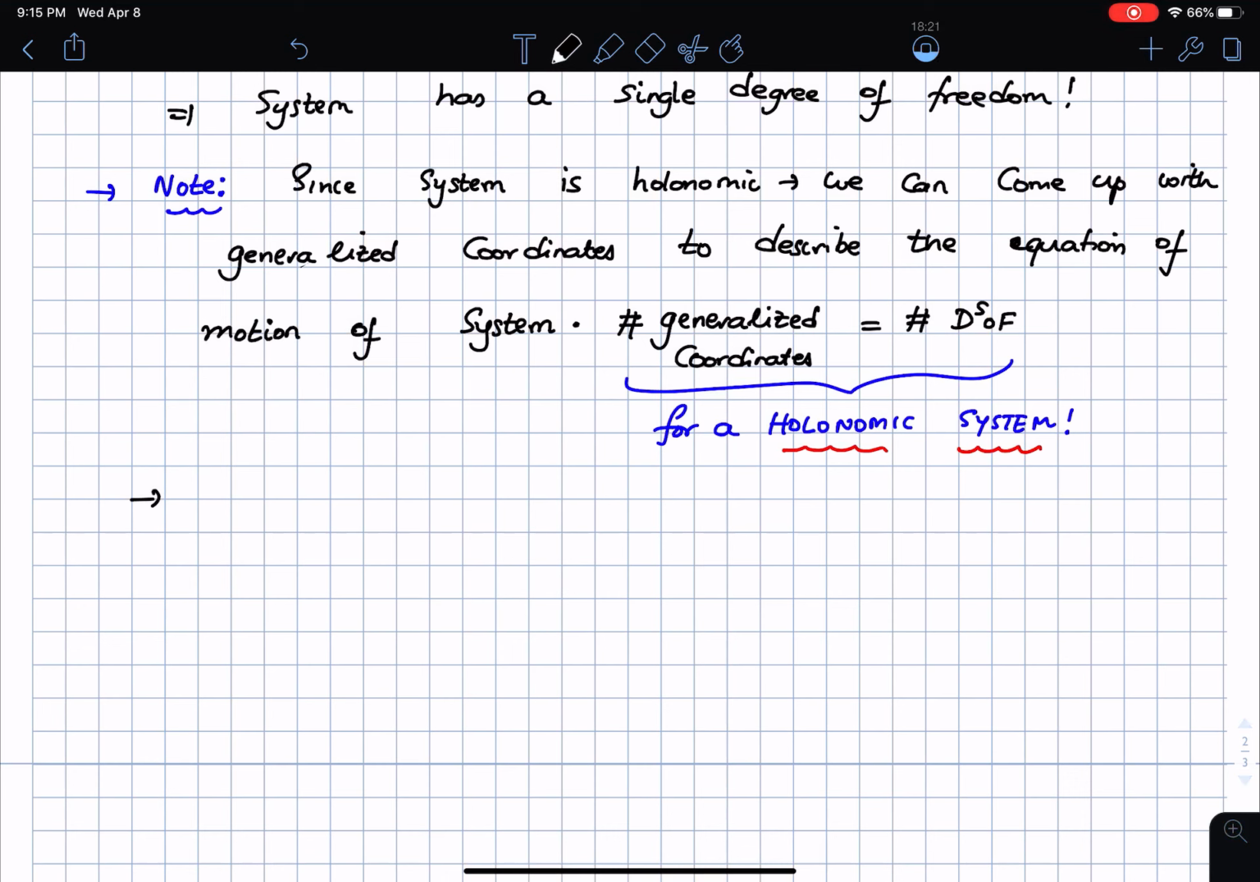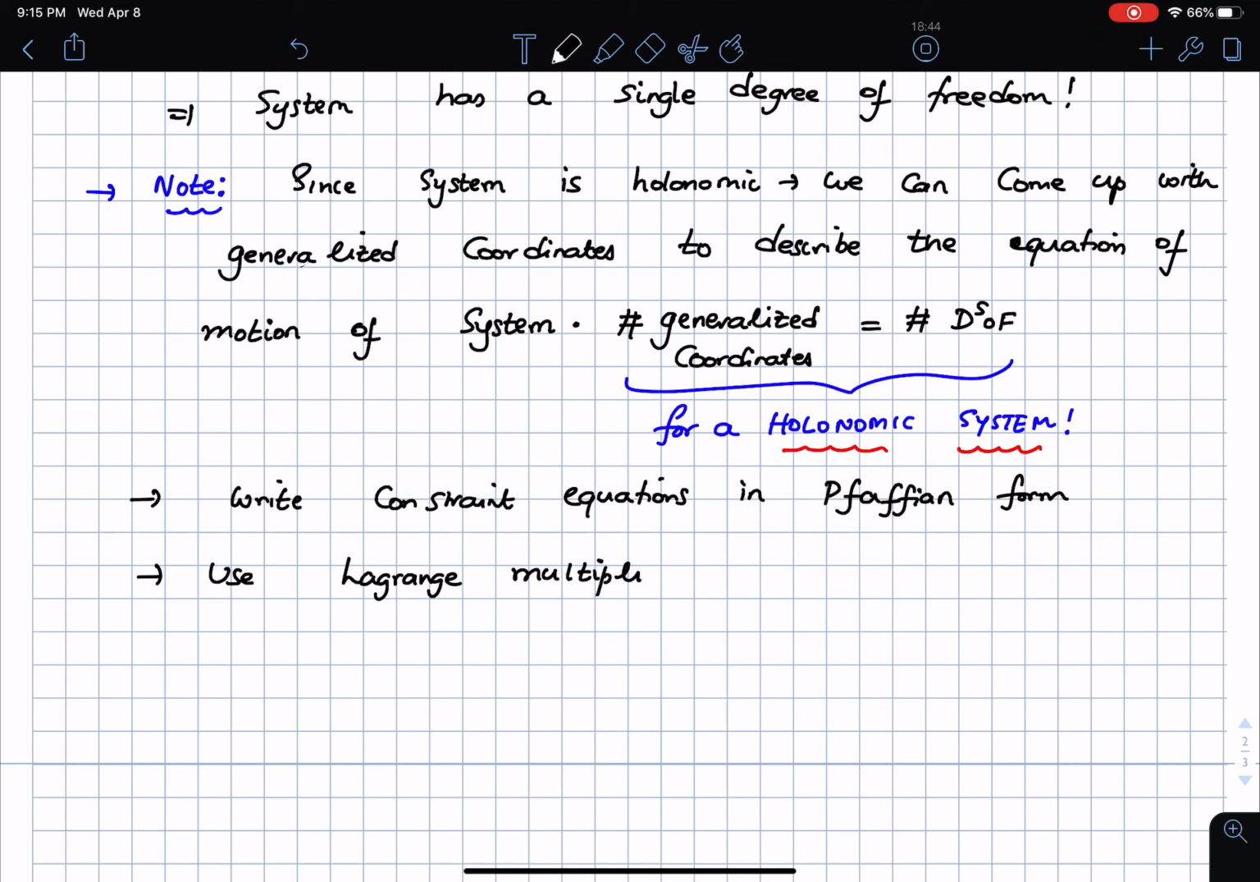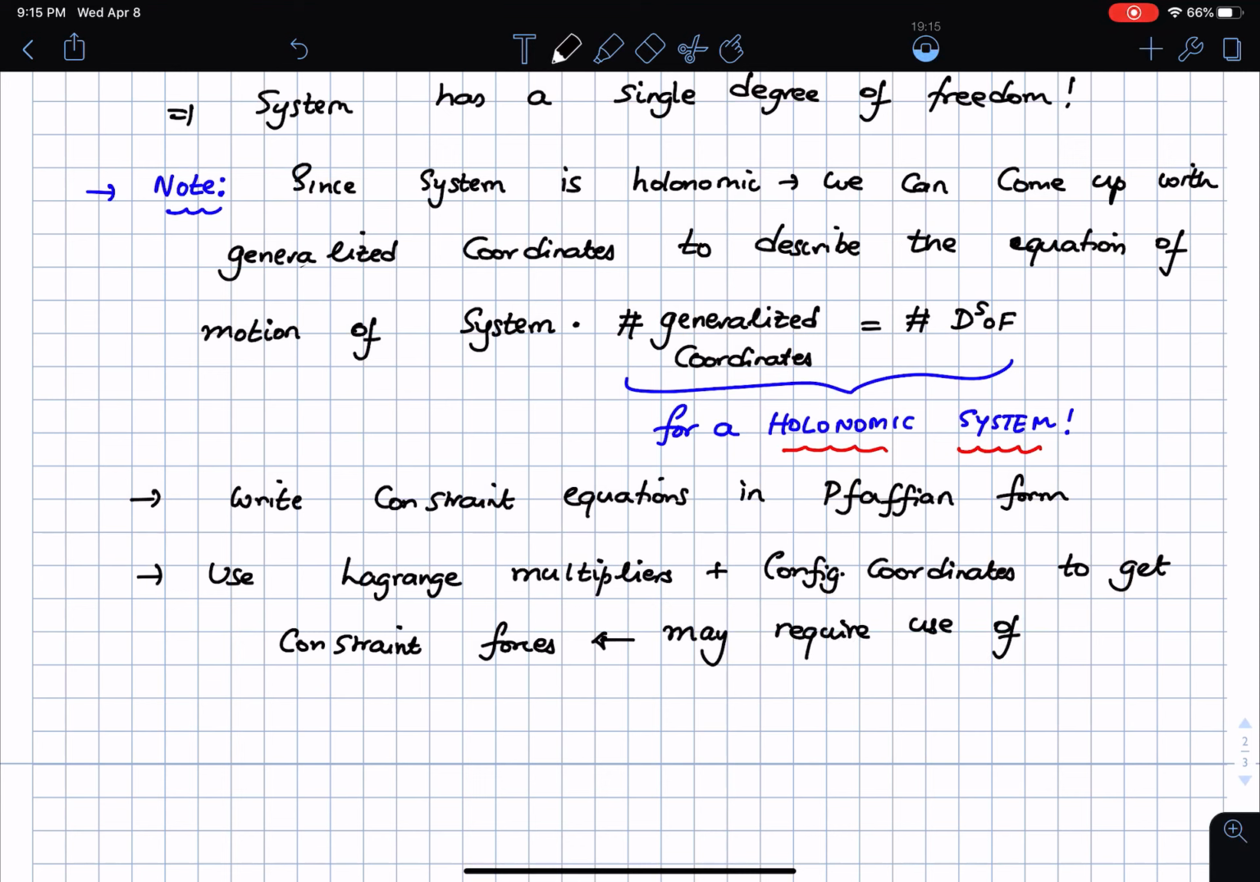So write the constraint equations in the Pfaffian form. Okay, then that's the first thing. Then use the multipliers plus the configuration coordinates to get the constraint forces. This may require use of Newtonian mechanics as well.